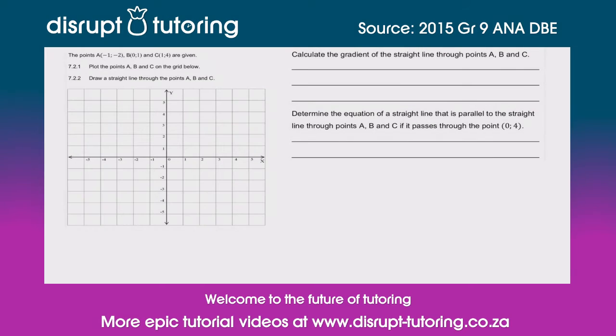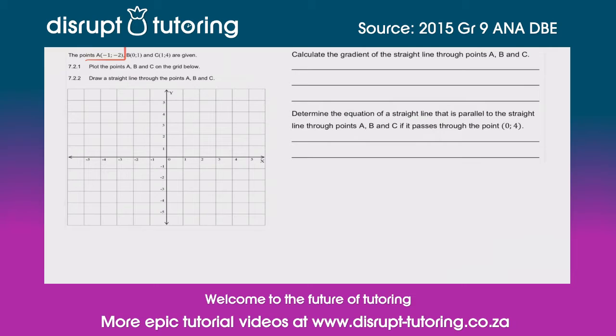Today, we are looking at creating our own graph. So let's get straight into the question. They've given us the points A (-1, -2), B (0, 1), and C (1, 4). They then ask us to plot the points A, B, C on the grid below.